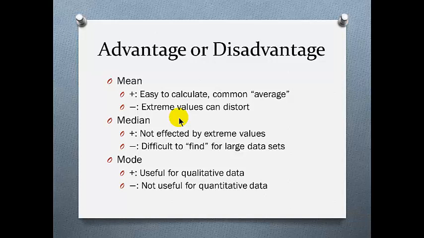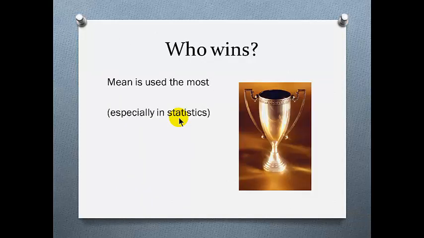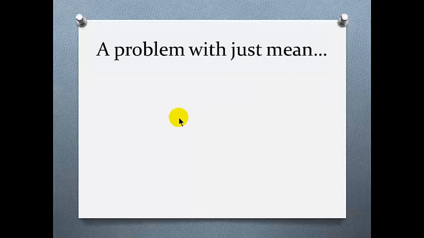So we've got 3 styles. Who wins? Well, at least in statistics, the mean is what we use the most, which is probably why we have a Greek letter and an English letter attached to them. The mean of the population, the parameter, is mu. The mean of the sample, the statistic, is x bar. We're going to use mean a lot. However, there is a problem if we just use the mean.